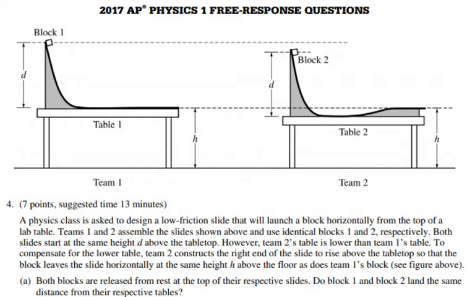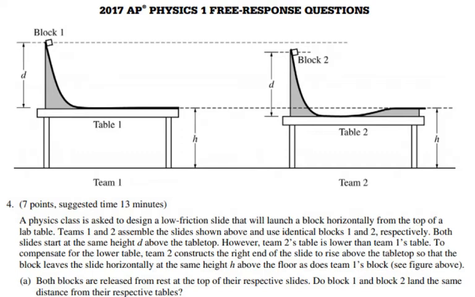To compensate for the lower table, Team 2 constructs the right end of the slide to rise above the tabletop so that the block leaves the slide horizontally at the same height h above the floor as does Team 1's block. See the figure above. Both blocks are released from rest at the top of their respective slides. Do blocks 1 and 2 land at the same distance from their respective tables?